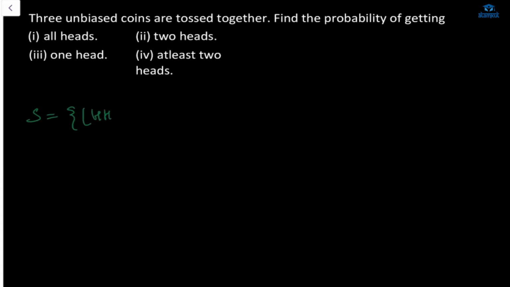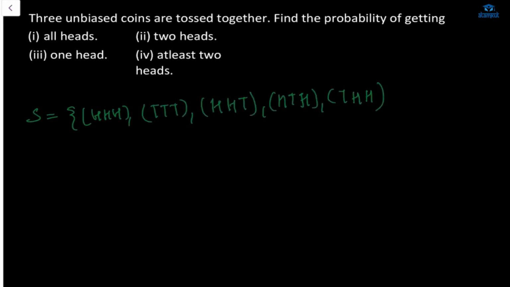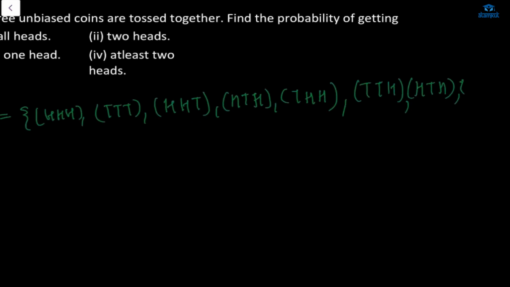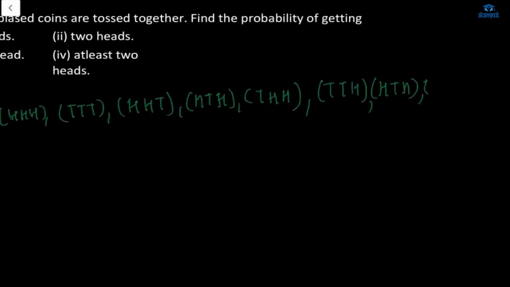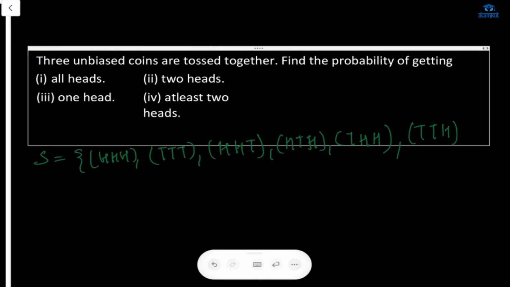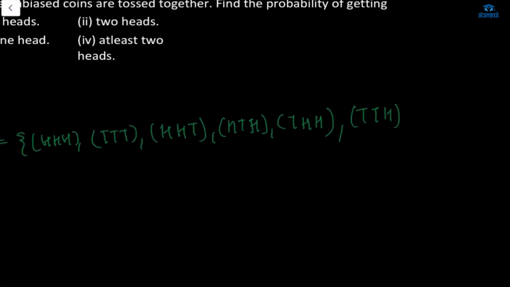All the 3 will be having head, and then all the 3 can have tail. Okay, and then 2 of them will be having head, and then 2 of them will be having tail. Sorry, it will not be there. This I have already written. HTT. Okay. So these are the sample space.